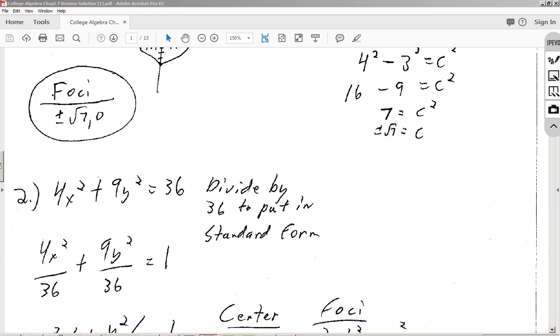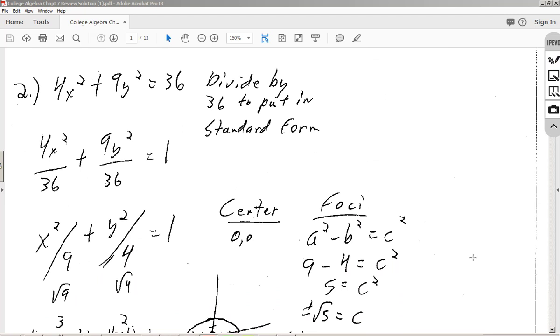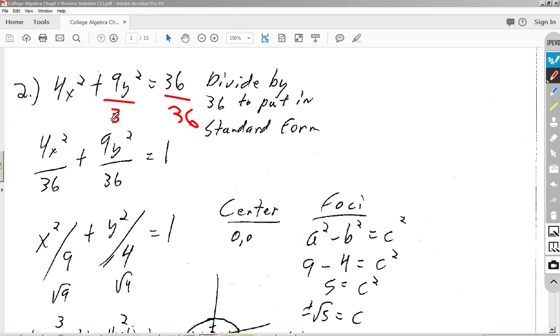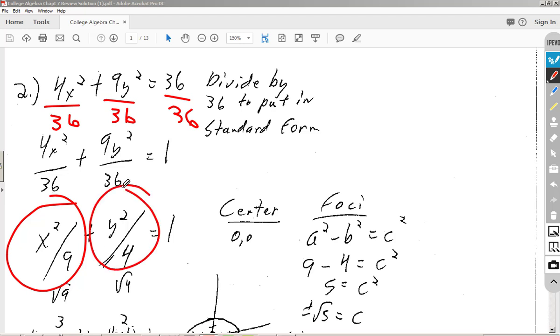Now number 2, we've got 4x squared plus 9y squared equals 36. This is also the equation of an ellipse. To put it into standard form, I'm going to divide everything by 36. So I divide all of my terms by 36 to get it into standard form. And I'm just going to do it exactly like I did number 1. So 4x squared over 36 reduces down to x squared over 9. 9y squared over 36 reduces down to y squared over 4. And this all equals 1.